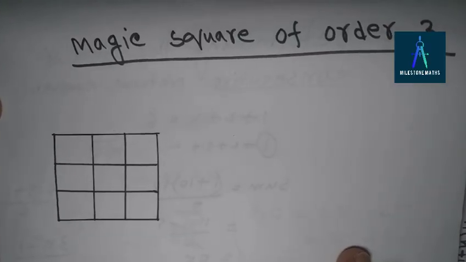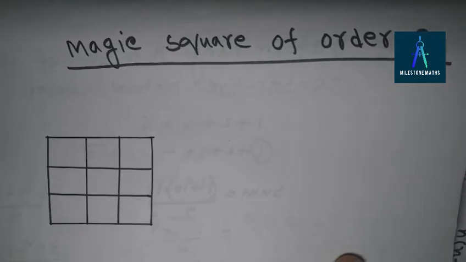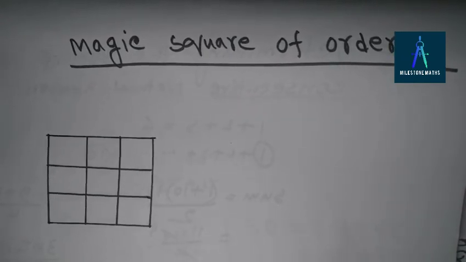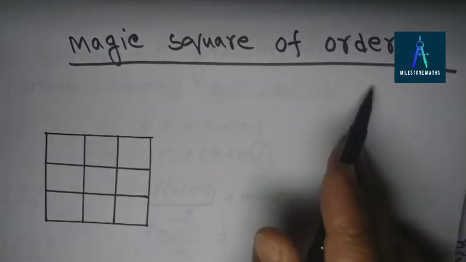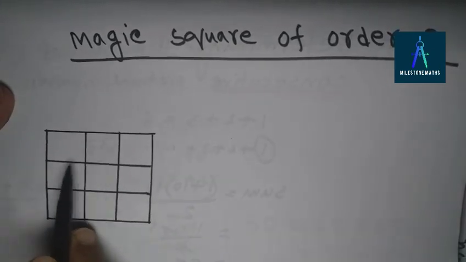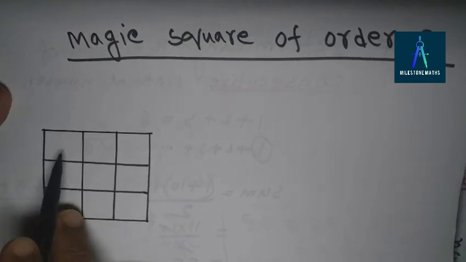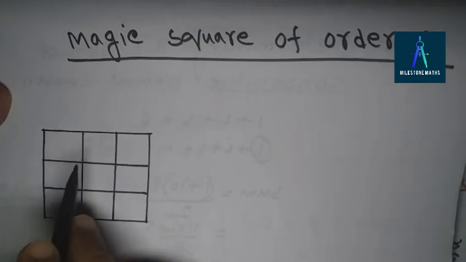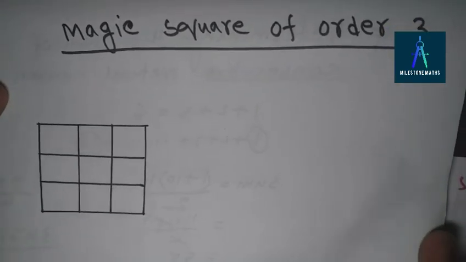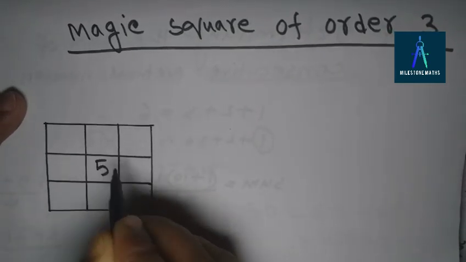Okay students, now I will discuss magic numbers. First I will discuss the magic square of order 3. So which one is the magic square of order 3? The magic square of order 3 means we have to draw a square and every side will be 3 lengthwise and breadthwise. 1 2 3, 1 2 3, here also 3 and 1 2 3. In every side there are 3 by 3 rooms. So to find the magic square of order 3, first I will write 5 in the middle room.